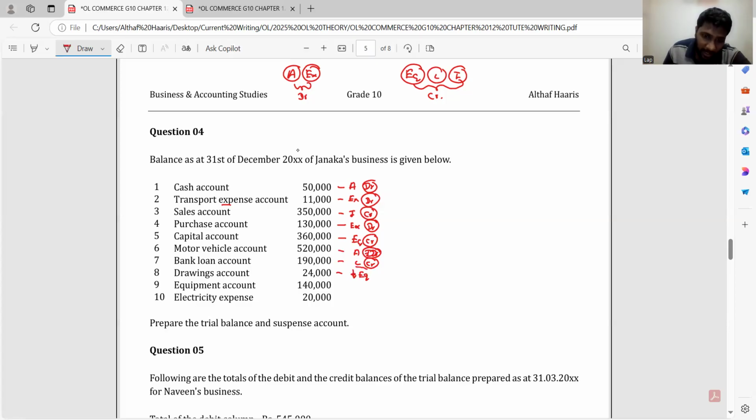I have told you 1,000 times. I have given notes also everywhere. Drawings is not expense. Expense means cost incurred by the business. Drawings is something done by the owner.